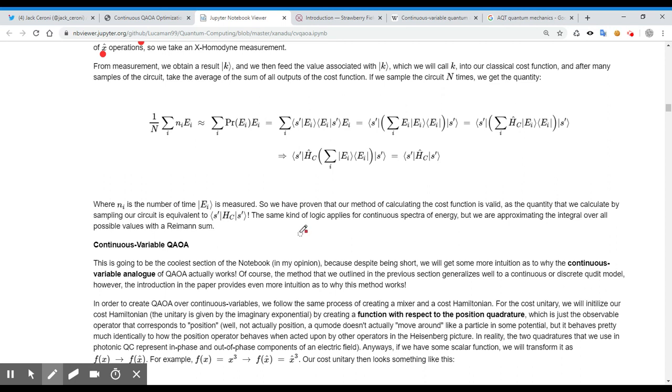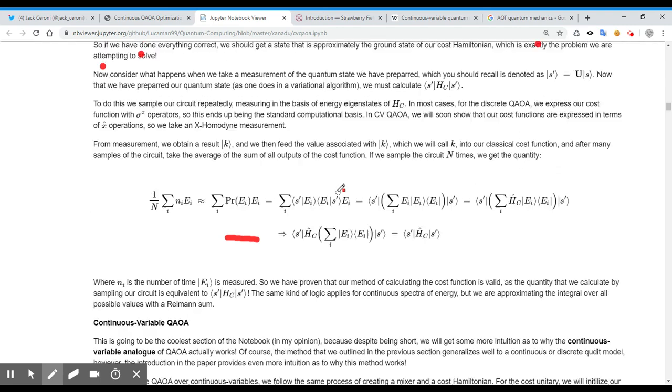So we have proven that our method of calculating the cost function is valid, as the quantity that we calculate by sampling our circuit is equivalent to this. The same kind of logic applies to continuous spectra of energy, but we are approximating the integral over all possible values with the Riemann sum, whatever that means.